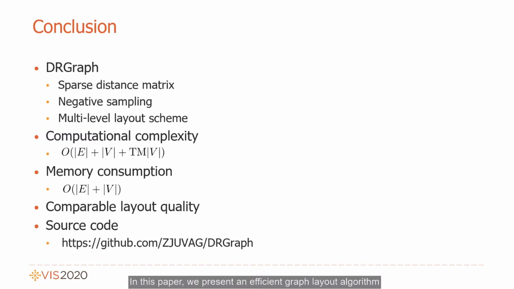In this paper, we present an efficient graph layout algorithm with sparse distance matrix, negative sampling, and multi-level layout scheme. Our DRGraph has a linear computational complexity and memory complexity. Experimental results demonstrate that DRGraph achieves a significant acceleration and generates comparable layout quality. The source code of DRGraph is available at GitHub.